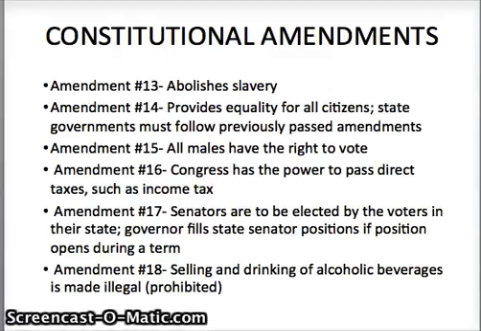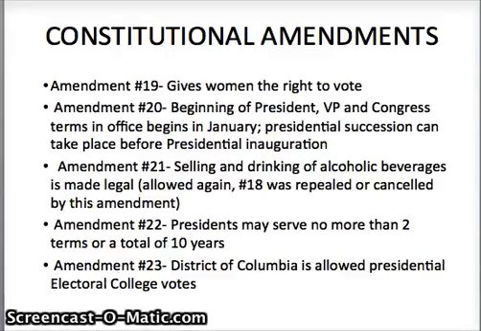16, boo, income tax. 17, senators are to be elected by the voters in their state. So, yay, you can vote now on that too. 18, no alcohol. Ooh, we're not drunk anymore, so now we know women can vote. Number 19. Amendment 20, beginning of president, vice president, and Congress, terms in office begins in January.